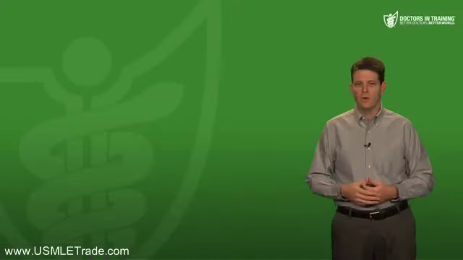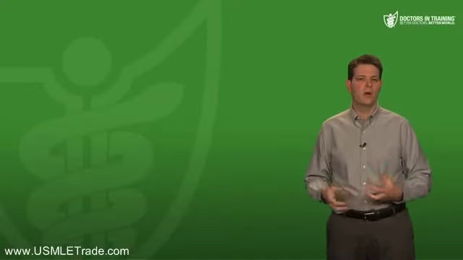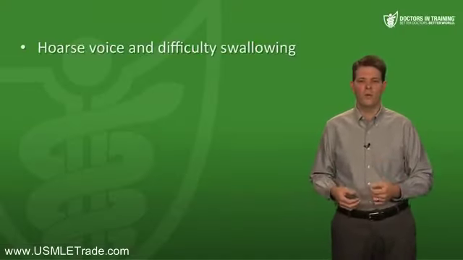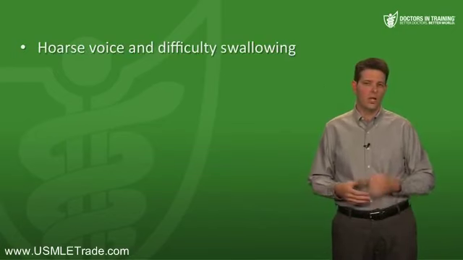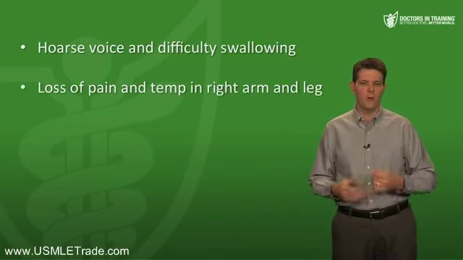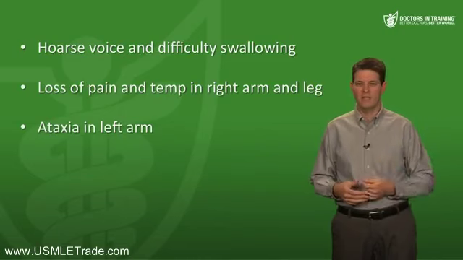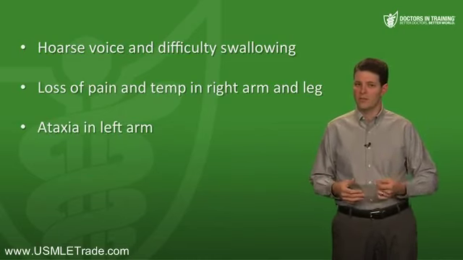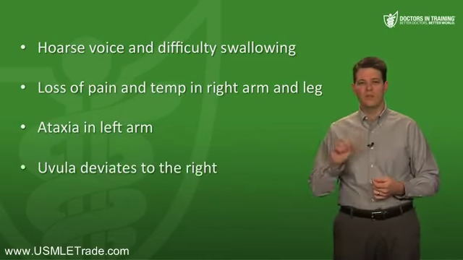They come in with symptoms and physical exam findings, and then it's up to you to determine where the lesion is located. So what I'm going to do is describe some patient presentations, and then we'll use the rule of 4s to determine where each lesion is. So our first patient comes to the ER with acute onset of hoarse voice and difficulty swallowing, loss of pain and temperature sensation in the right arm and leg, and ataxia in the left arm. And on physical exam, the uvula deviates to the right.